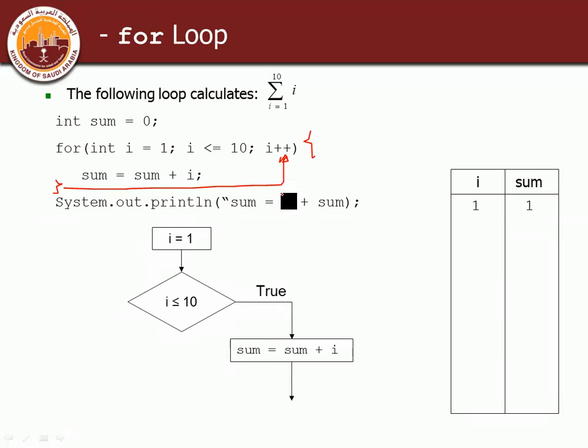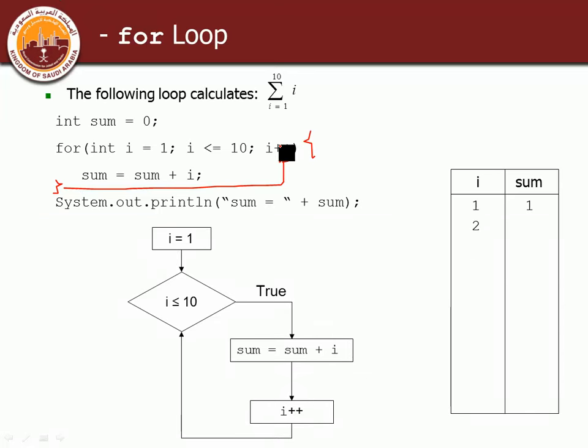Well, it depends. It's not always an increase. In this case, it's increasing, but it depends on the loop. It might be I minus minus, or I plus equal 2, or I equal I divided by 5 multiplied by 7, whatever. It's any operation that makes I change. So I is our control variable. This is what we call them. So yes, in this case, we're going to increase by 1, which makes I become 2.